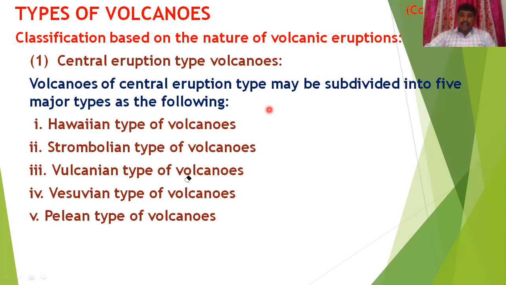The type of volcanic eruption is often labeled with the name of a well-known volcano where characteristic behavior is similar, hence the use of such terms as Strombolian, Vulcanian, and others. Some volcanoes may exhibit only one characteristic type of eruption during an interval of activity. Others may display an entire sequence of types. Volcanoes of central eruption type may be subdivided into the five major types as follows.